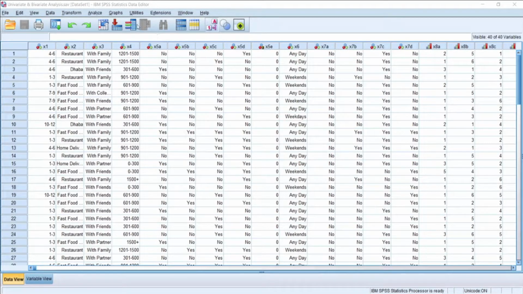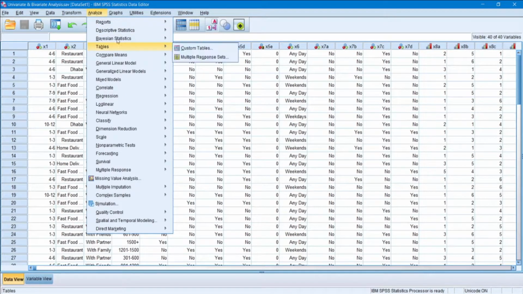Hello guys, so today we'll be doing bivariate analysis in SPSS. Since bivariate analysis consists mostly of crosstabs, we'll be doing only that. First we come to Analyze, then Descriptives, and then Crosstabs.